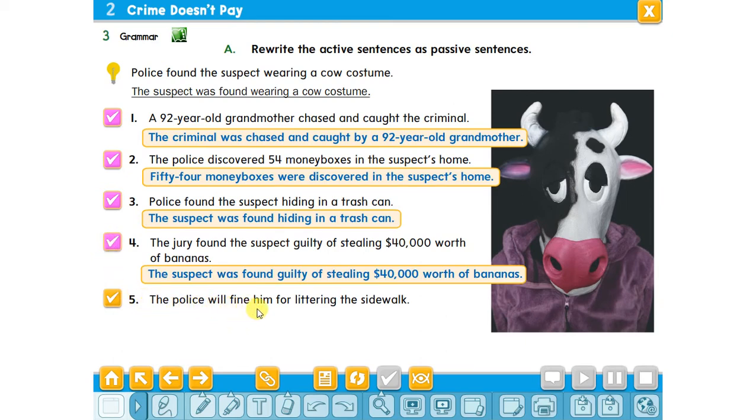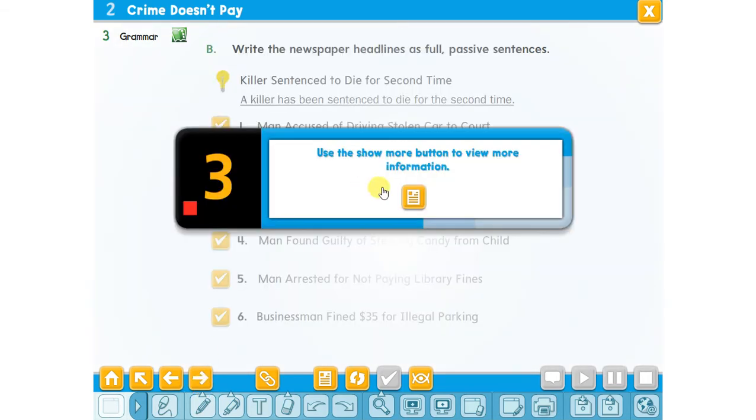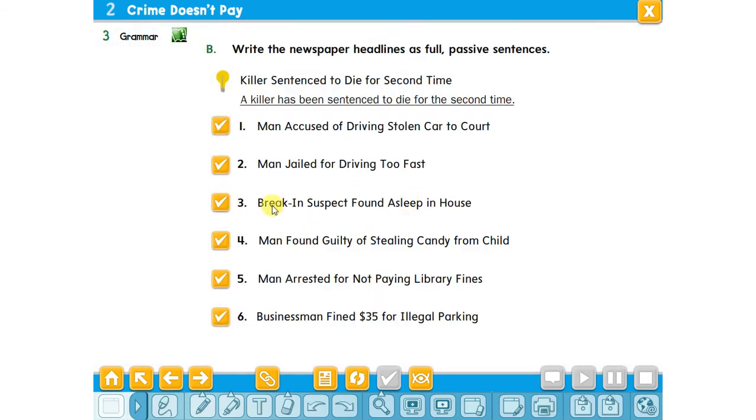The police will fine him for littering the sidewalk. him اللي هي بدها تصير طبعا he. ها he will be fined. fined هون المقصود فيها انه يدفع غرامة يعني. ها for littering the sidewalk لانه كان يرمي على الرصيف الزبالة. اوكي let's move on. نفس الشيء هون عندي.